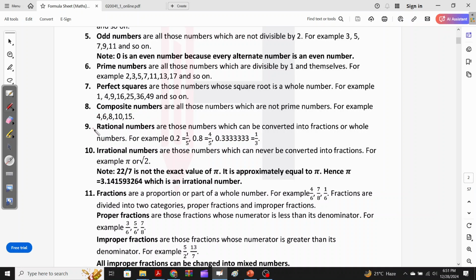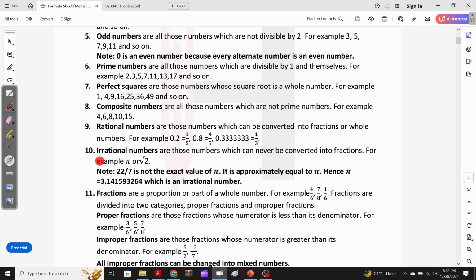Now we go to another number system, which is rational numbers. Rational numbers are those numbers which can be converted into fractions. For example, if you have 0.2, take the decimal on the right side, it can be treated as 2 over 10. So you can make it a fraction equal to 1 upon 5. Similarly, 0.8 can be treated as 4 upon 5. And vice versa, 0.3333 could be written as 1 upon 3. So these are basically the rational numbers.